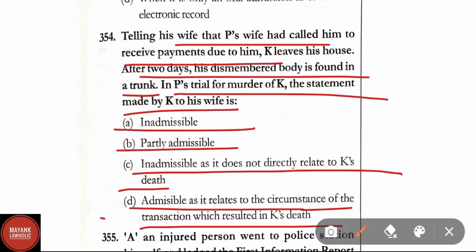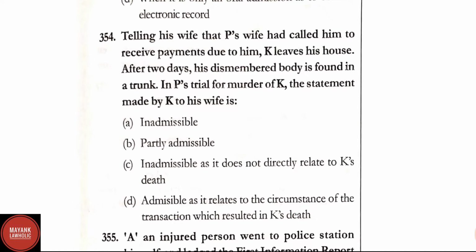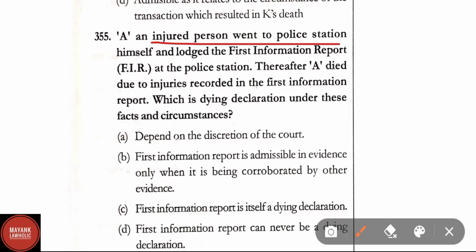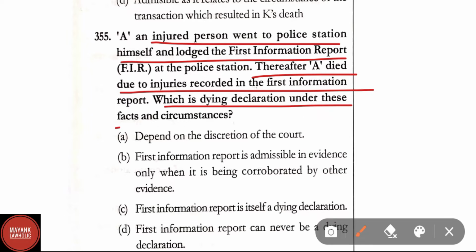Here correct answer is option D, that is admissible as it relates to the circumstances of the transaction which resulted in K's death. Question number 355. A, an injured person, went to police station himself and lodged the FIR at police station. Thereafter, A died due to injuries recorded in the FIR. Which is dying declaration under these facts and circumstances?